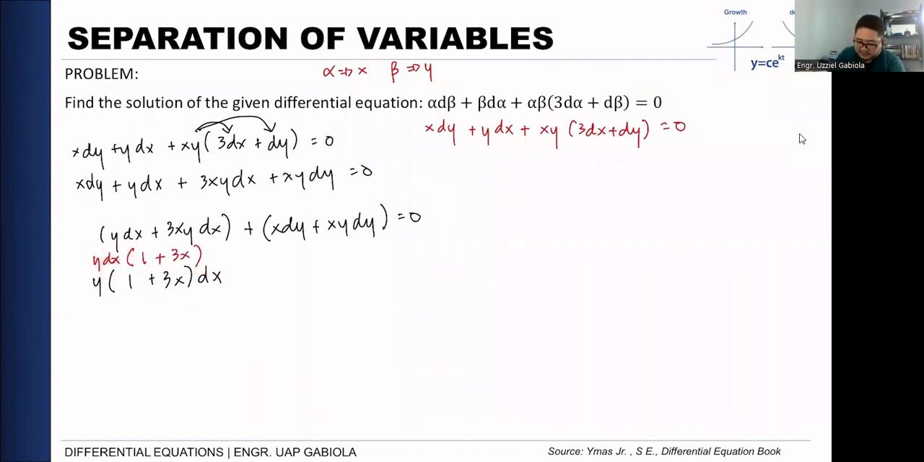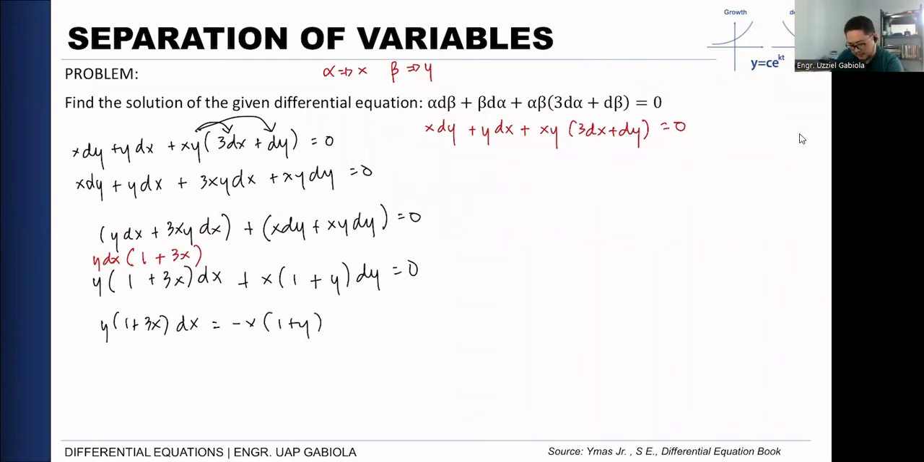Okay? Next one. Anong pwede natin i-factor out ngayon dun sa kabila? Dito, anong pwede i-factor out natin? X and dy. Okay, x and dy, no? So, pwede natin i-factor out si x, then 1 plus y dy is equals to 0. Okay? Then next is we try to transpose yung term na may dy sa kabila. Okay? So y times 1 plus 3x dx is equals to negative x times 1 plus y dy.